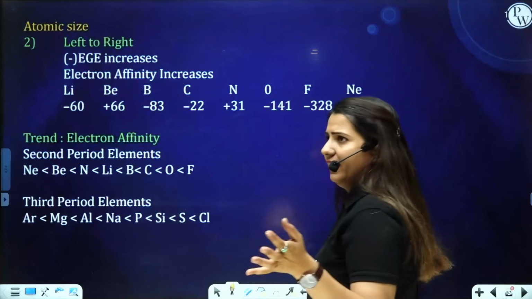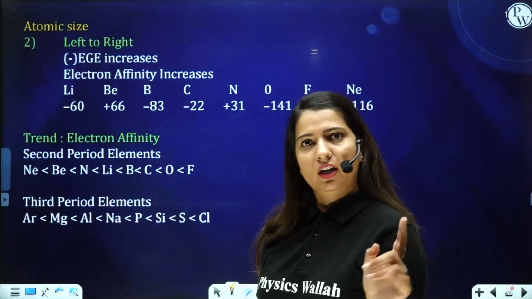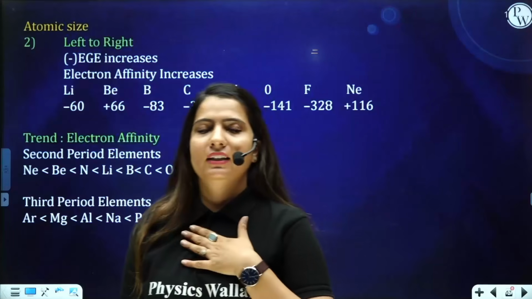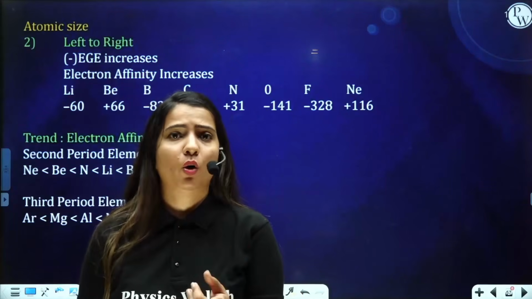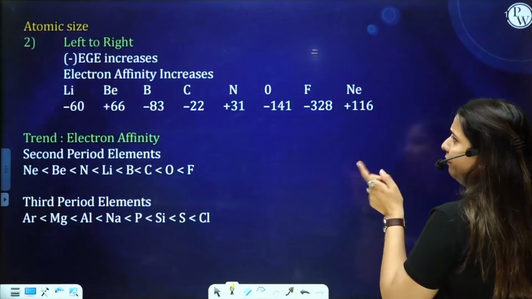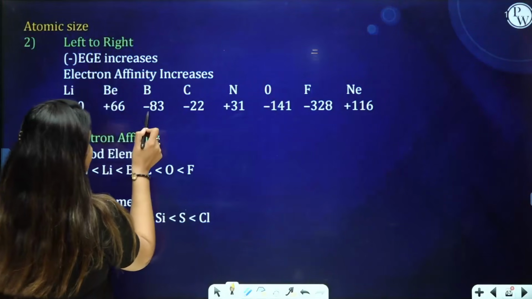Neon does not have any exception. They do not want any electron. If you don't want any electron, your electron gain enthalpy will be positive. I have already told you, if you want electron, the electron gain enthalpy is negative. If you don't want it, that will be positive, right? So when you're moving from left to right, your magnitude is getting increased.